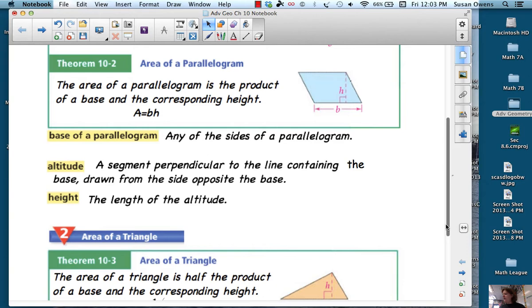Okay. The base of a parallelogram is any of the sides of the parallelogram. When we talk about trapezoids, the bases are the parallel sides. If we have a parallelogram, any side can be called the base. The altitude is a segment that is perpendicular to the line containing the base, drawn to the opposite side. When I say altitude, I'm talking about the physical segment that's perpendicular to the line containing the base. When I say the word height, I'm talking about the length of that altitude. A lot of times we like to interchange altitude and height, but they do have slightly different meanings. The height is the length of the altitude.